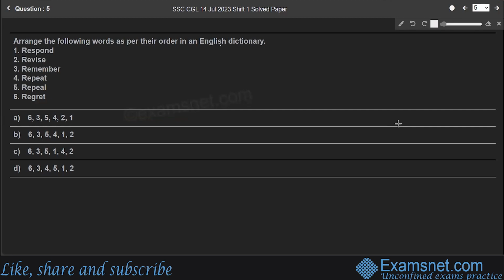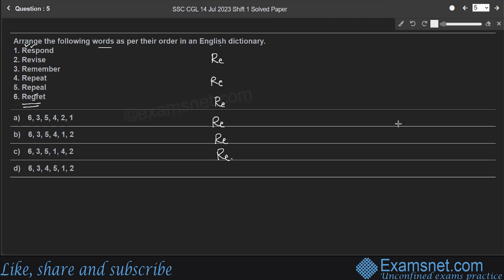Question 5. Arrange the following words as per their order in an English dictionary. The words are respond, revise, remember, repeat, repeal, and regret. Alright. So, in the given 6 words, R and E are the common letters. The first 2 letters are common. So, we'll write the first 2 letters as they are, R, E. Which means their arrangement depends on the third letter. So, looking at the 6th word, regret, the third letter is G, which comes before P, M, V, S.